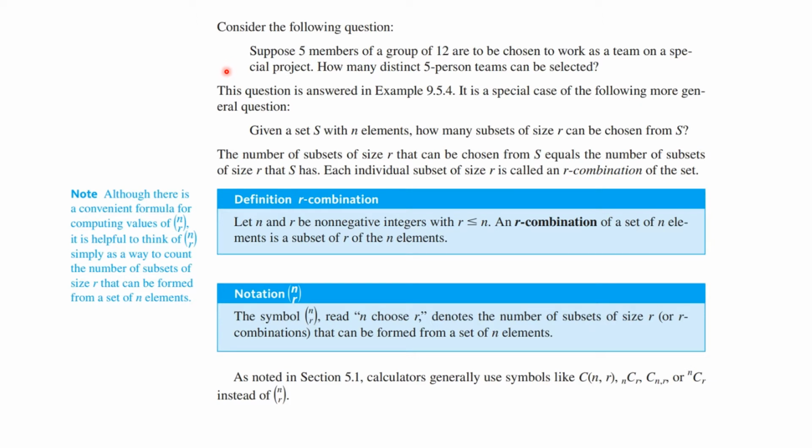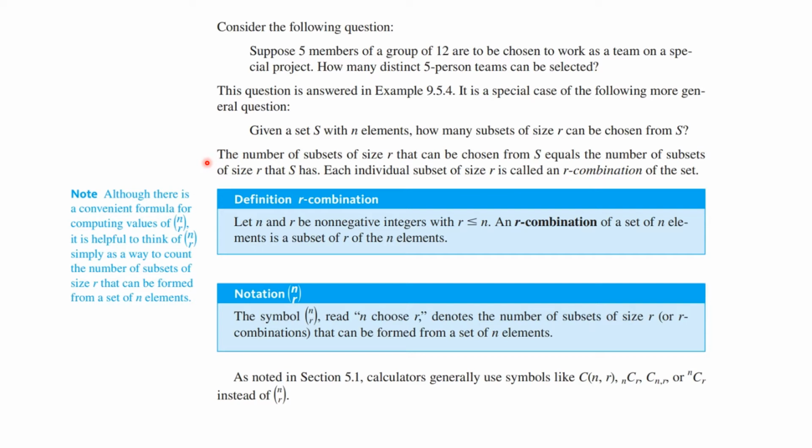Consider the following problem. Suppose 5 members of a group of 12 are to be chosen to work as a team on a special project. How many distinct 5-person teams can be selected? Now, we're going to answer this very question later, but you can generalize this to say, given a set S with n elements, how many subsets of size r can be chosen from S?